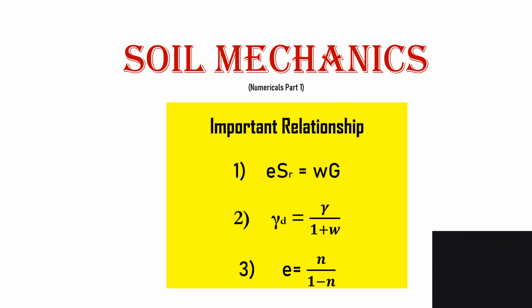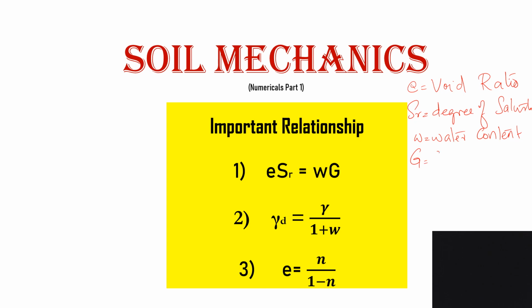First relationship is eSr = wG, where e is the void ratio of soil and Sr is the degree of saturation, w is the water content of the soil, whereas capital G is the specific gravity of soil particles. That is the first relationship: eSr = wG.